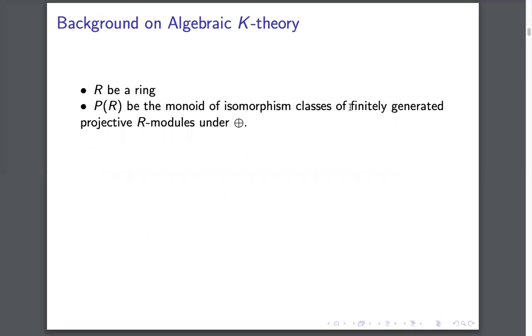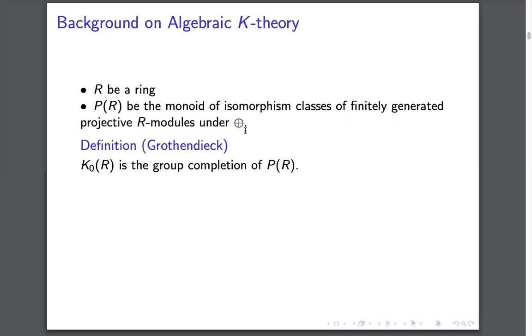Okay, so I'll start with the definition of the degree 0 K-theory groups of a ring. That's due to Grothendieck. If you have a ring R, let P(R) be the monoid of isomorphism classes of finitely generated projective R-modules. Under direct sum of finitely generated projective R-modules, this is a monoid. Any monoid you can formally group complete, and the group completion of this monoid is called the degree 0 K-theory group of R. This definition is due to Grothendieck.